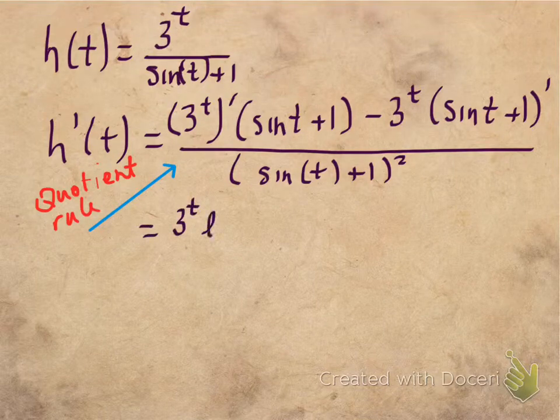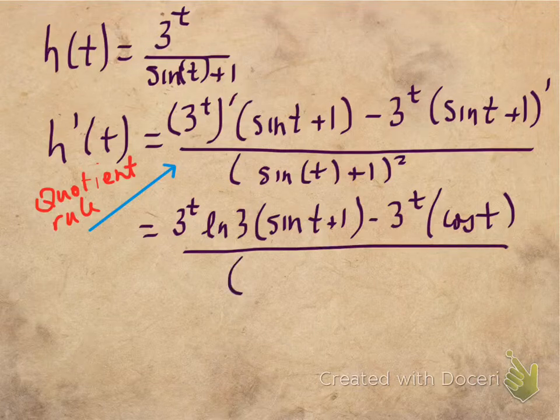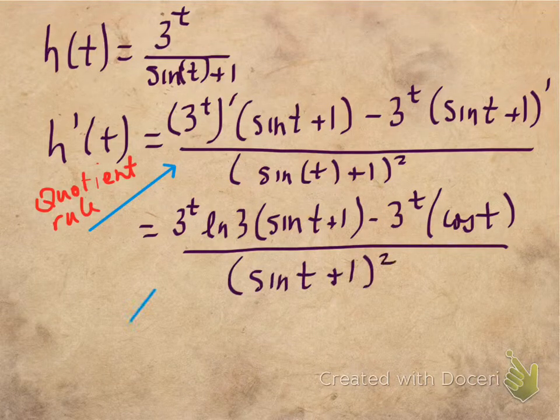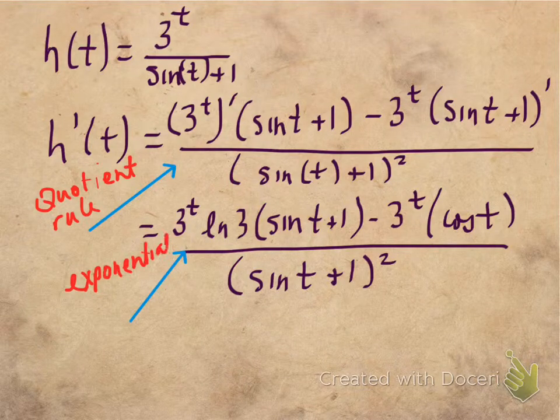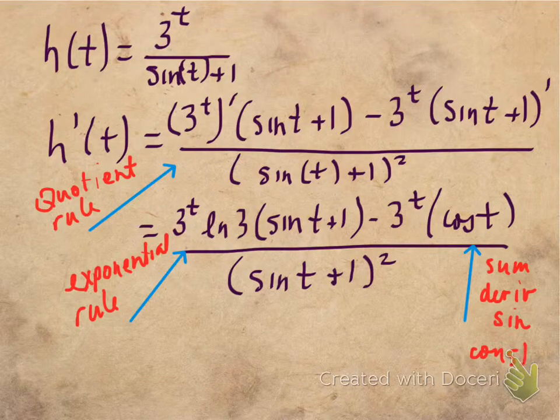Now, the derivative of 3 to the t is 3 to the t natural log 3. And then I leave that times sine t plus 1. The derivative of sine t plus 1 is cosine t. And this is all over (sine t plus 1) squared. So in that first term, I use the exponential rule to differentiate 3 to the t. And then in this other term, I use the sum rule, I use the derivative of sine, and I also use the constant rule to take the derivative of sine t plus 1.